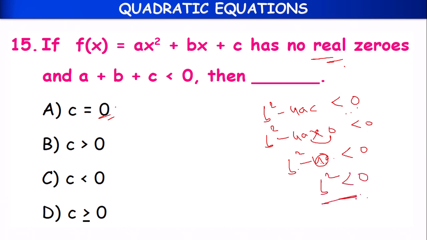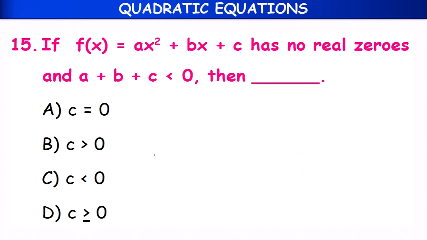This condition will come. But b square means any number square will always be a positive number. Positive number means it is always greater than 0. But here we are getting less than 0. So this condition is false. The c equal to 0 condition is wrong. Wrong option. Next, c greater than 0.